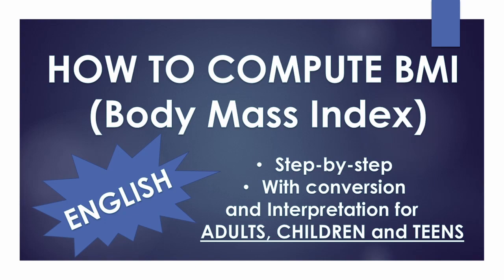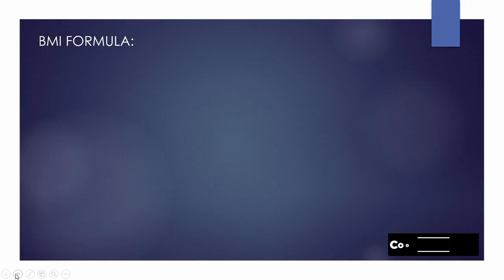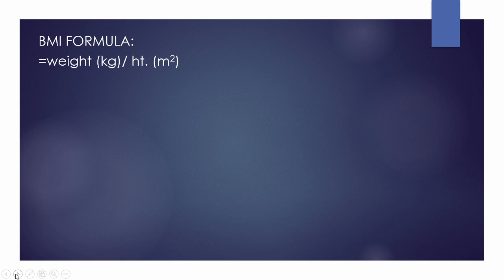How to calculate body mass index. The formula to calculate body mass index is weight in kilograms over height in meters squared. Now, if the height is measured in feet and inches, we have to convert it to meters.